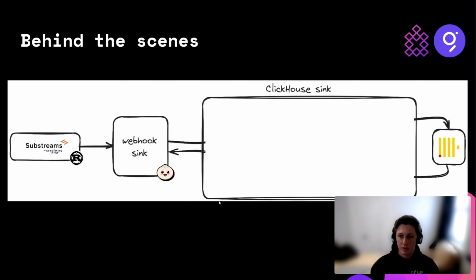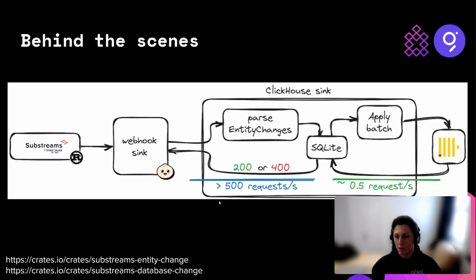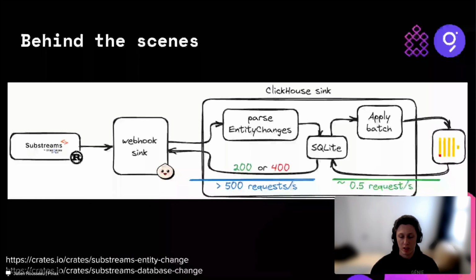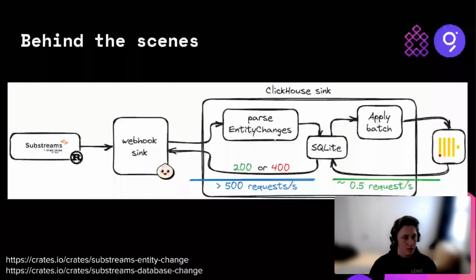If we go on the Clickhouse Sync side of things, this is the very large overview. So we take the information coming from the webhook sync, so the data plus the metadata bundled together, and we parse them to make sure that everything is correct. The Clickhouse Sync currently is expecting entity changes. It is the crate offered by Streaming Fast to explain the difference and then graphical schema. So we expect this input, and then everything we store into SQLite.